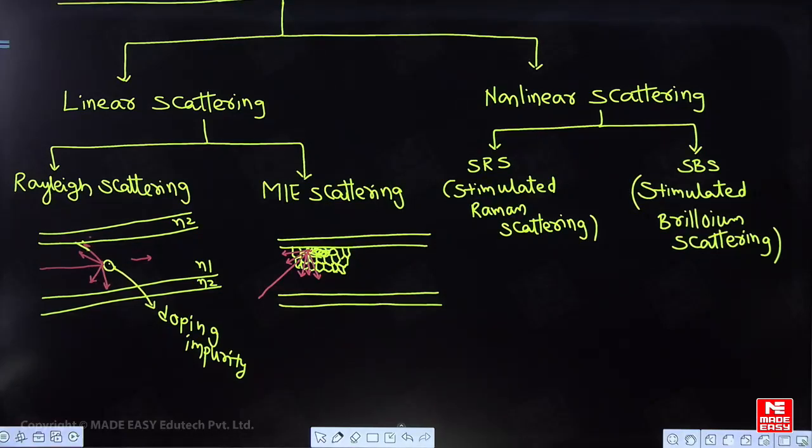Yes Sagar, the Mie scattering is due to the rolling only. Because of rolling, deformation in the structure of the glass causes that problem.